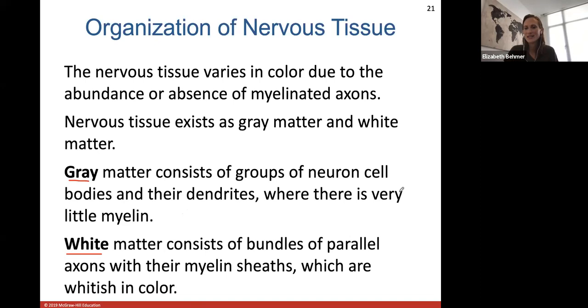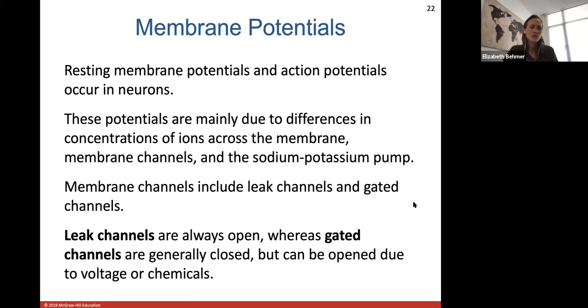Membrane potentials. So this is where we'll talk a little bit about the differences of ions, resting membrane potentials. We covered this a little in muscle tissue, and now hopefully you'll get it in nervous tissue. So we'll talk about resting membrane potentials and action potentials, which also occur in neurons. And when we're talking about a membrane potential, these potentials are describing the change or the difference in charge of ions at the cell membrane of a neuron. And these differences are due to concentrations of ions across the membrane, membrane channels, and the sodium-potassium pump.